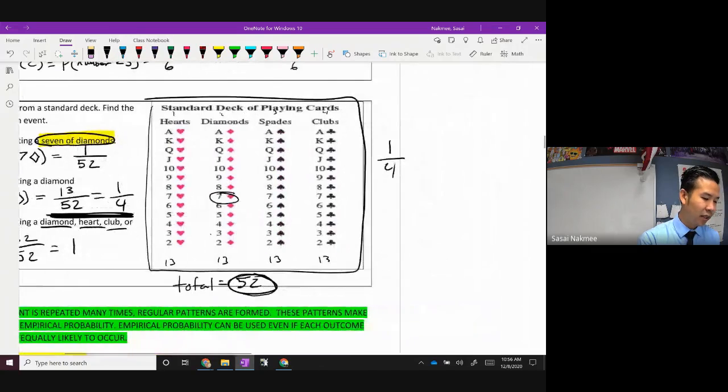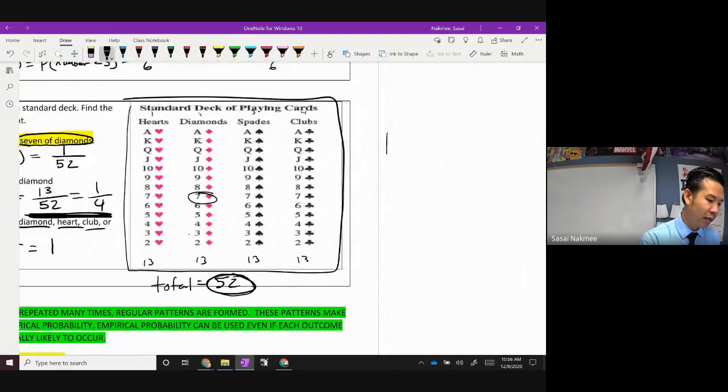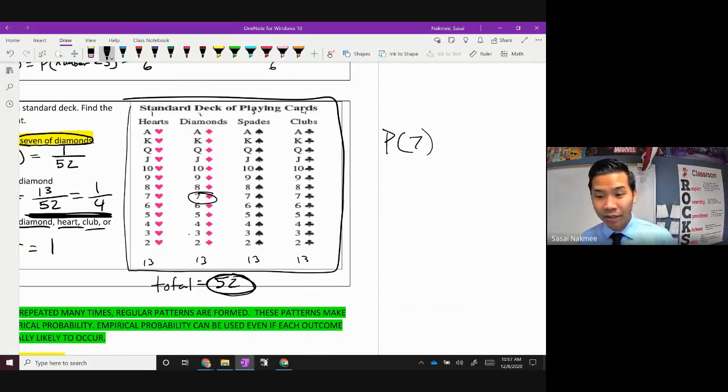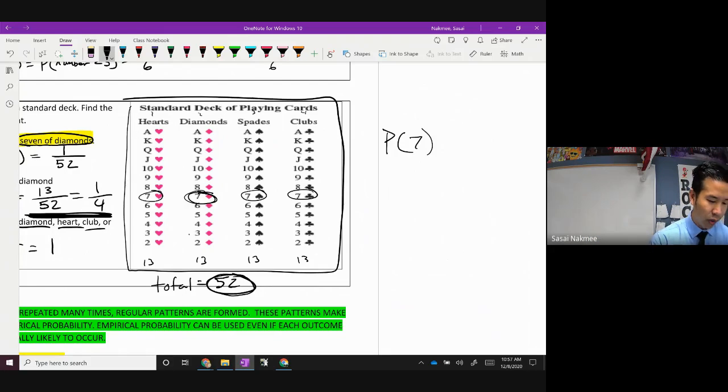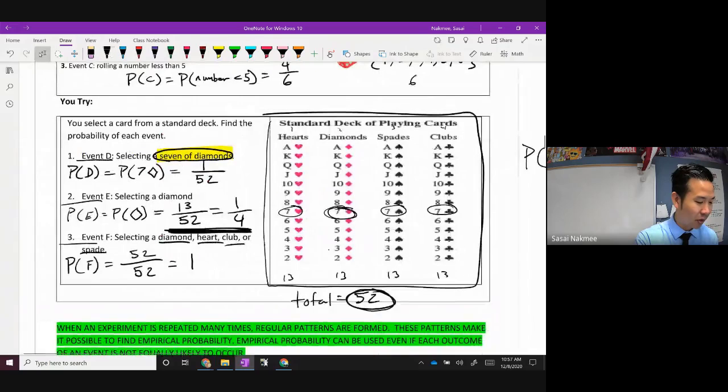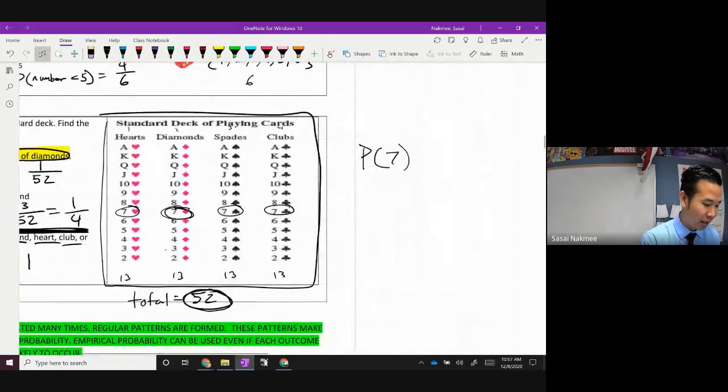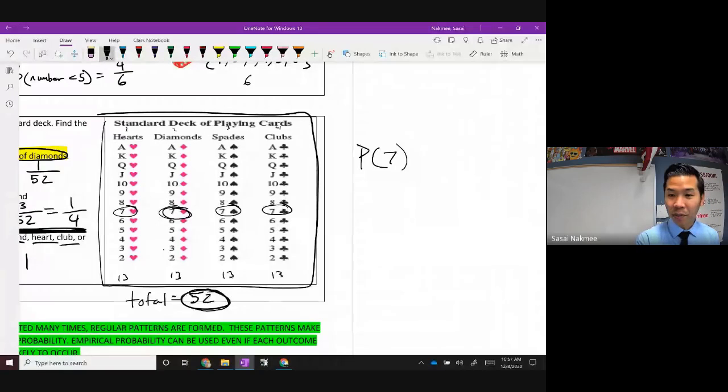If it was worded differently, if it asked you instead, what's the probability of you drawing a 7 out of a deck of cards, you count how many 7s there are. 1, 2, 3, 4. There's 4 in total. That 1/4 was for something else, Michael. Oh, that 1/4 was for the event of you selecting a diamond. So I'll show you that one in a second. But right here, if you're just asked to draw a 7 and they don't specify the suit, they just say, what's the probability of you getting a 7, you'd measure that out, and that comes out as 4 out of 52, or in other words, 1 out of 13 if you reduce it.